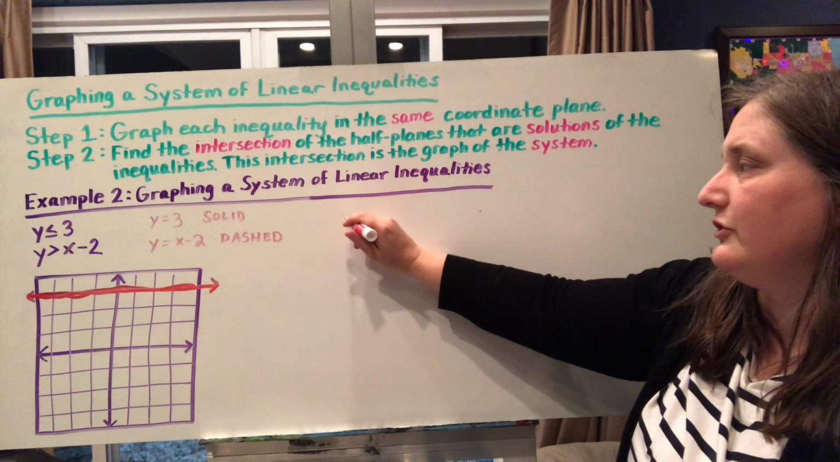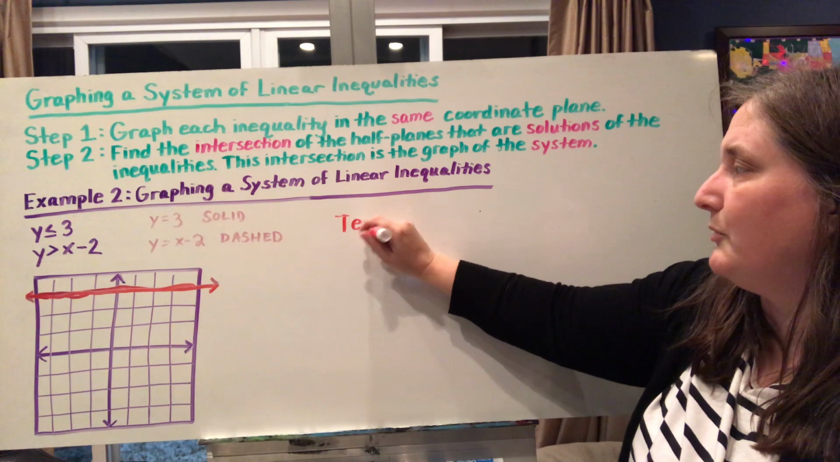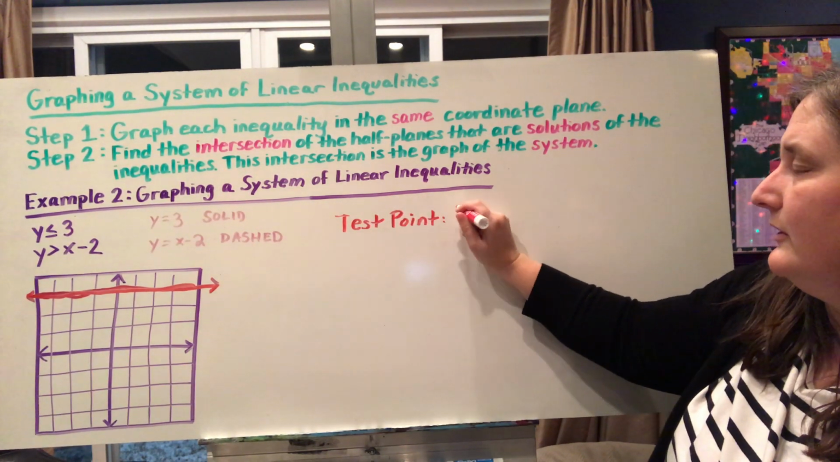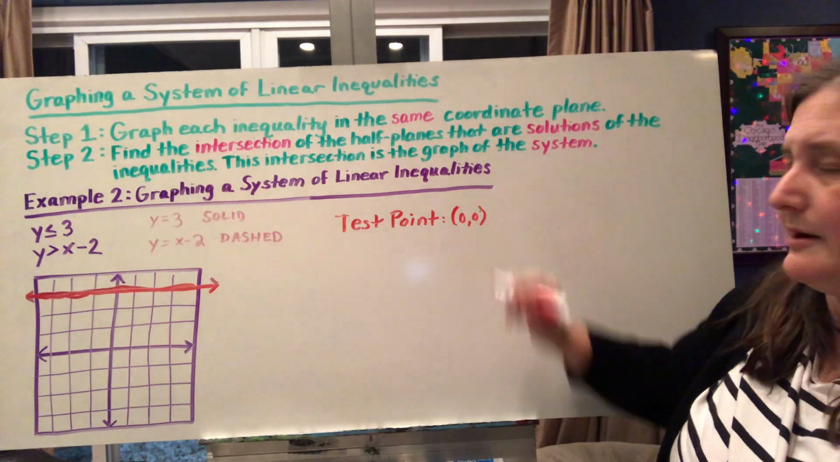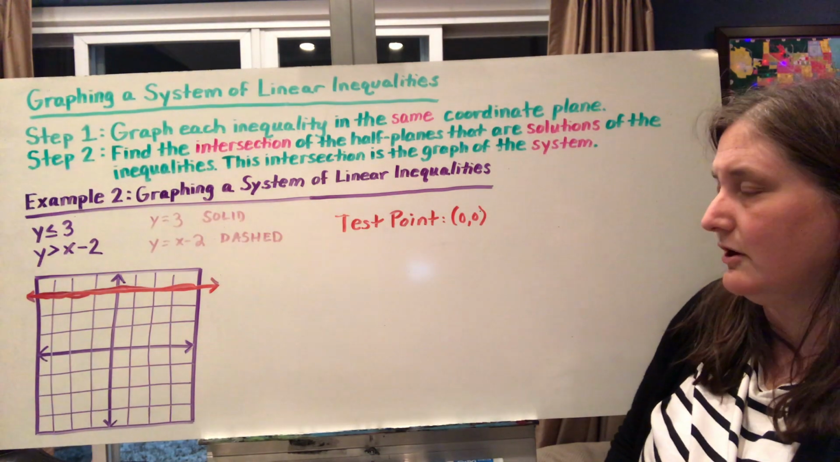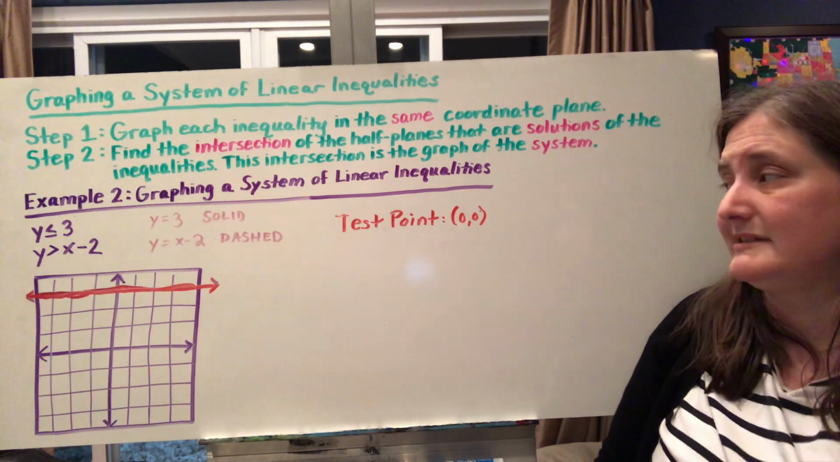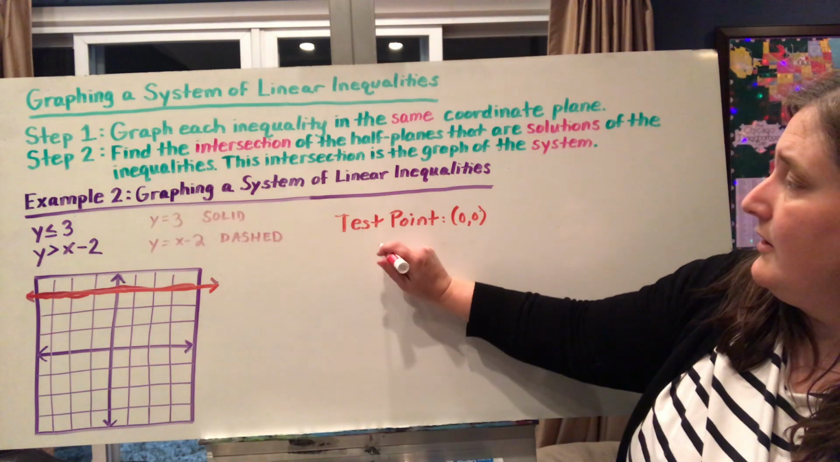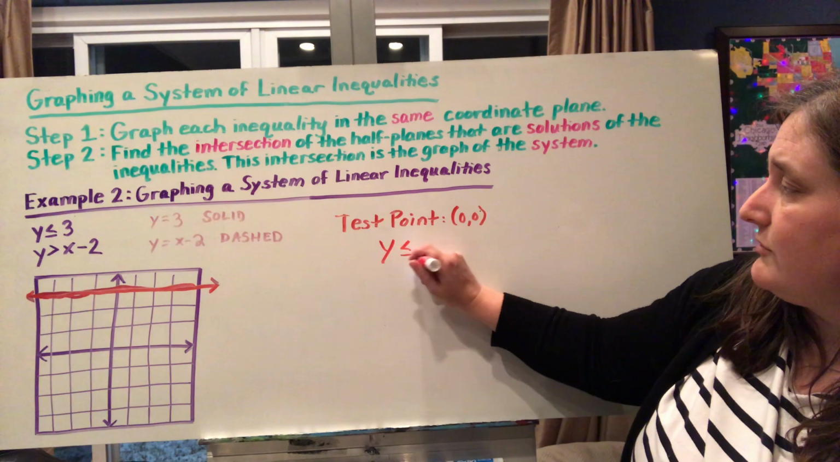So I'm going to find a test point that I can use for this line. I'm going to pick my favorite, (0, 0). I can pick (0, 0) as long as it's not actually on the line, and it's not. It's down here. So I had y is less than or equal to 3.